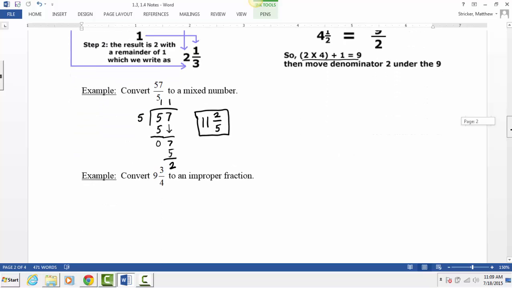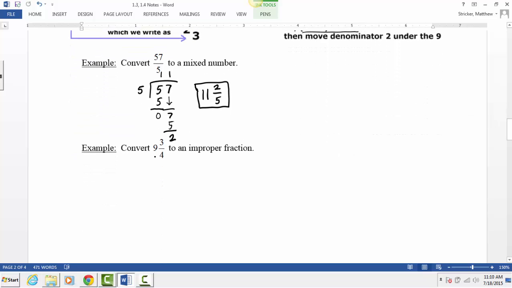Another example of that, if I want to convert 9 3/4 to an improper fraction, I take 9 times 4. 9 times 4 is 36, and I add 3 to that. So 9 times 4 plus 3 is 36 plus 3. This is going to be 39 over 4. That's how we convert 9 3/4 to an improper fraction.